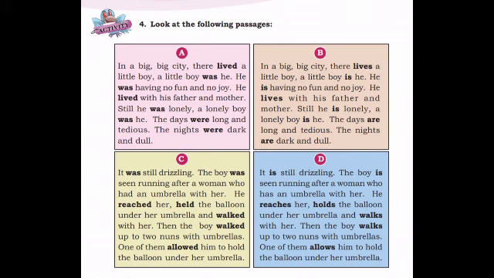Now, let's read the passage in column B. In a big city, there lives a little boy. A little boy is he. He is having no fun and no joy. He lives with his father and mother. Still he is lonely, and a lonely boy is he. The days are long and tedious. The nights are dark and dull.